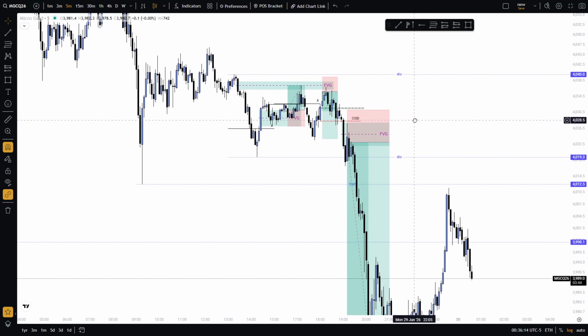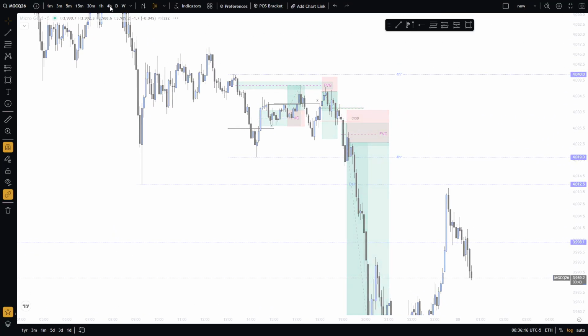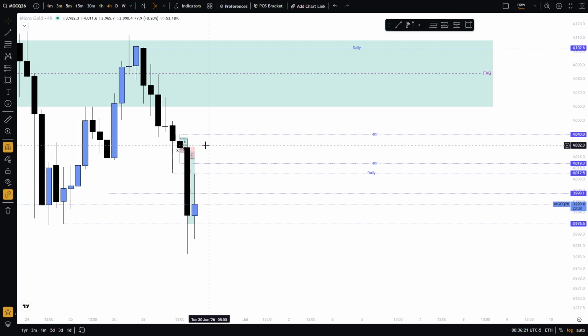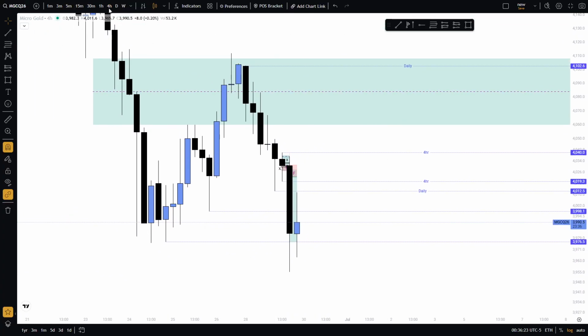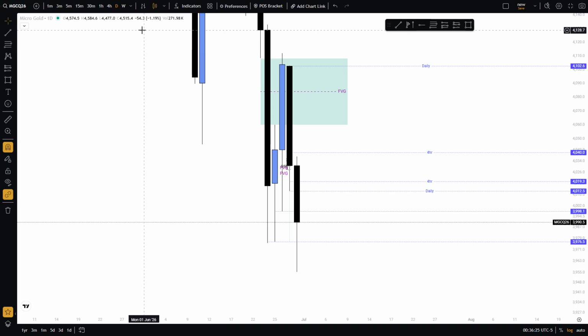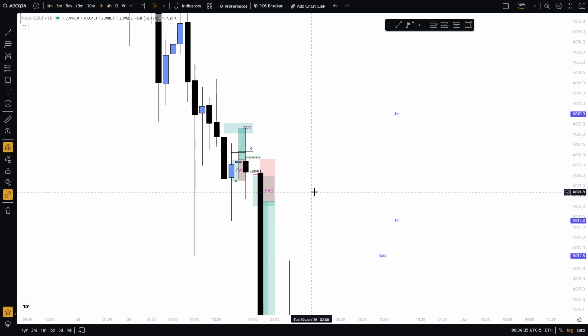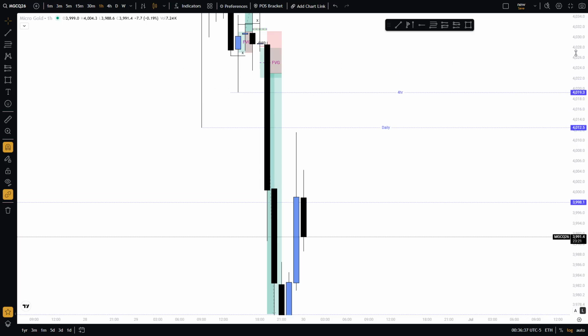gold. Be patient, understanding the market flow. Gold was heavily bearish on the 4 hour, heavily bearish on the daily, heavily bearish on the 1 hour, even though we had this retracement. But this retracement was valid for the drop that came afterwards.